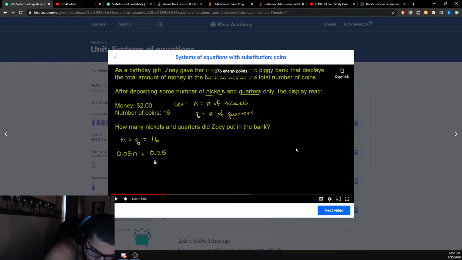It's going to be x plus y equals 16. And it's going to be 0.05x plus 0.25y equals $2. So I want to solve for x. So x equals 16 minus y.